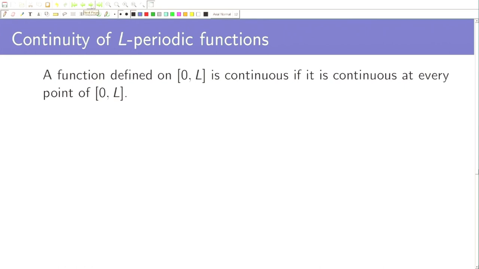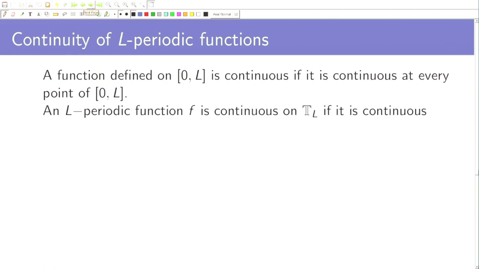Okay. So, a function defined on 0 to L is continuous if it is continuous at every point of 0 to L. An L periodic function f is continuous on T_L if it is continuous and f of 0 is equal to f of L. Because we are identifying the points 0 and L, f of 0 has to be equal to f of L, then we say that it is continuous on this entire circle.